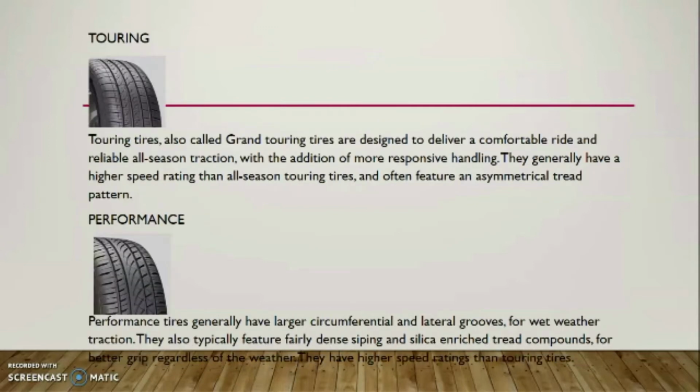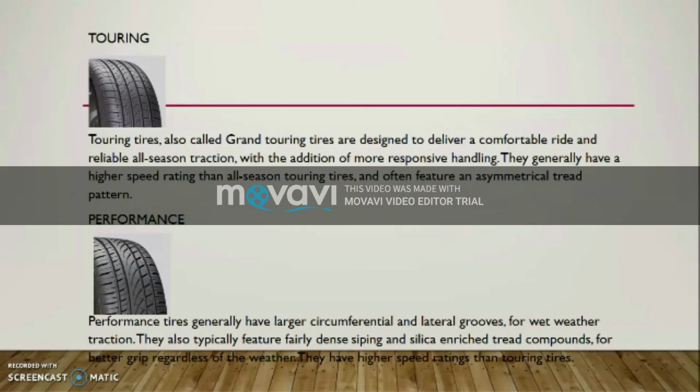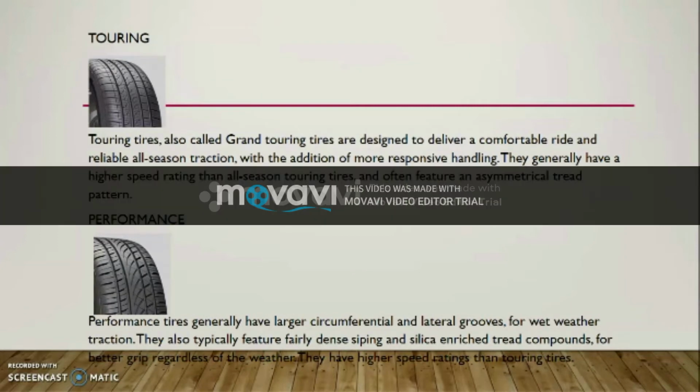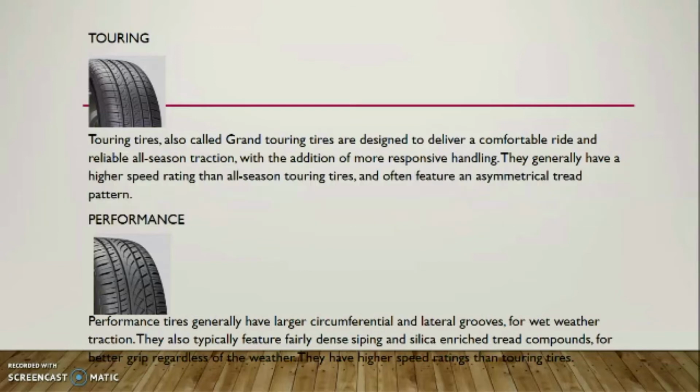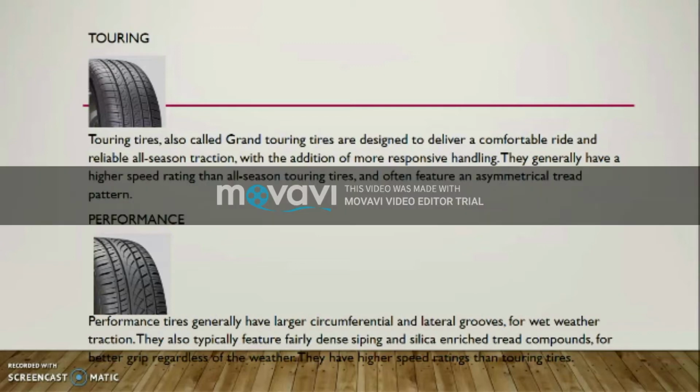Next type of tire is touring. Touring tires, also called grand touring tires, are designed to deliver a comfortable ride and reliable all-season traction, with the addition of more responsive handling. They generally have a higher speed rating than all-season touring tires and often feature an asymmetrical tread pattern.